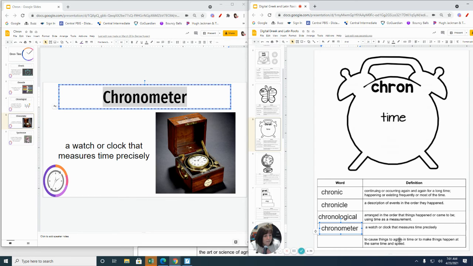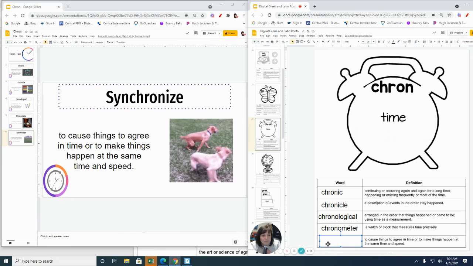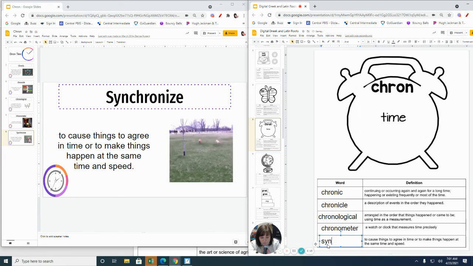To cause things to agree in time or to make things happen at the same time and speed. So for instance, when I go to Cedar Point with my daughter and my husband and I go off in one direction and she or her friends go off in other directions, we want to set our clocks to the exact same time so that we know that if I say, okay, we're going to meet back here at 2:30, she's going to say, okay, well, my watch already says 2:30. So we have to set our watches to the same time. And so when we do that, we say that that is called to synchronize our watches.